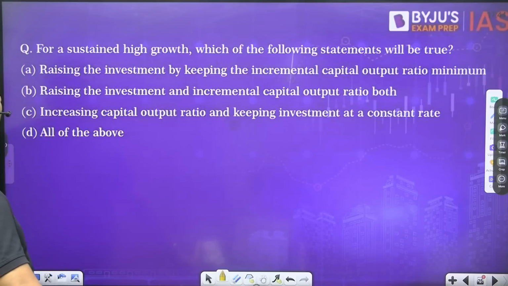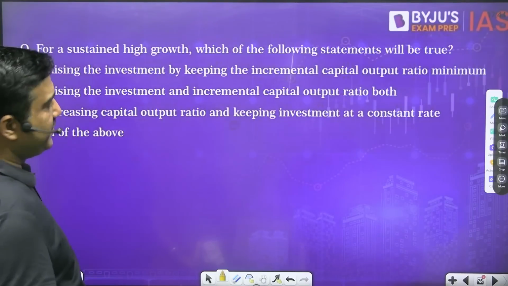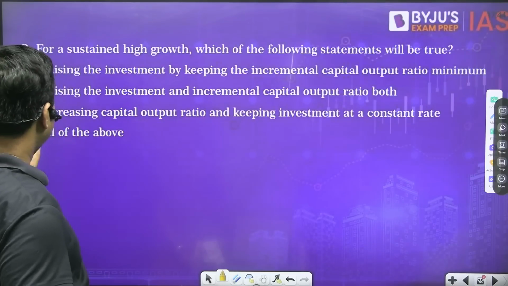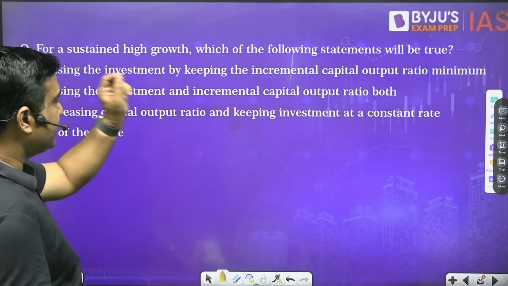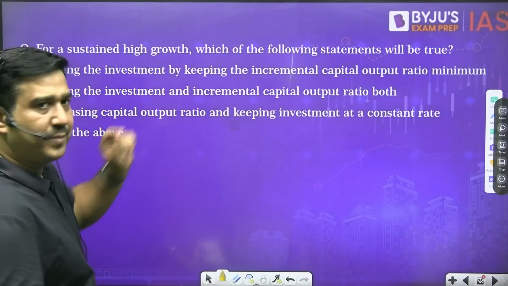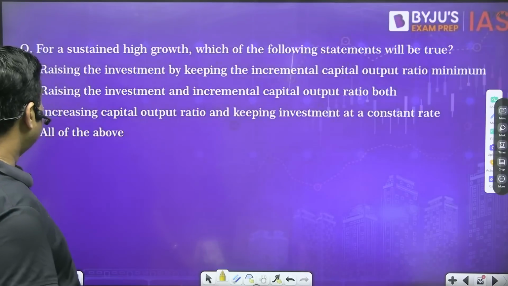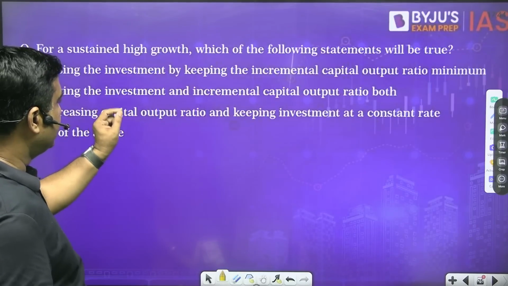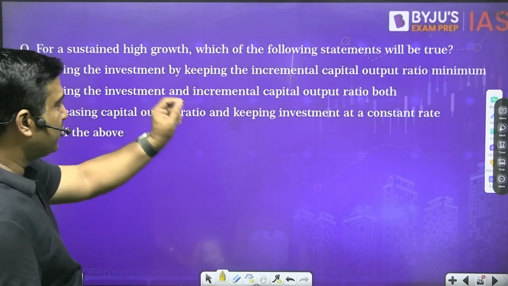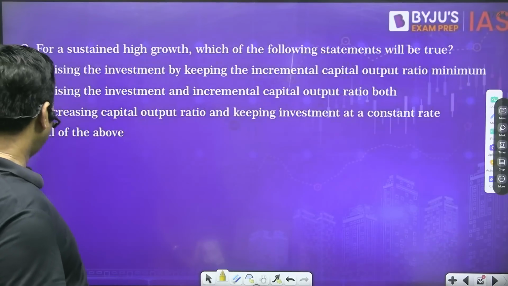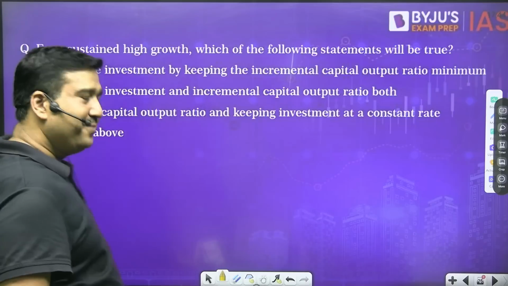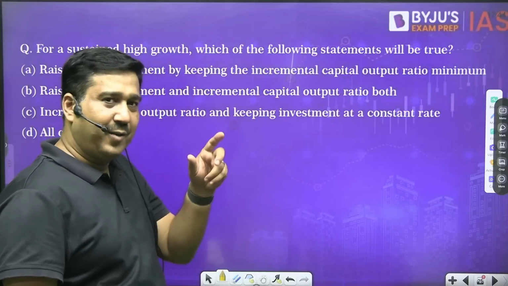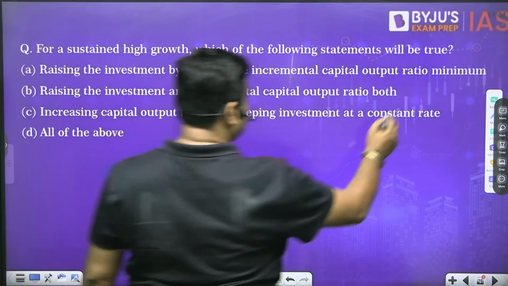For a sustained high growth, which of the following statements will be true? First, raising the investment by keeping the incremental capital output ratio minimum. Second, raising the investment and incremental capital output ratio both. Third, increasing capital output ratio. Wherever you find increasing capital output ratio, that is a disaster.